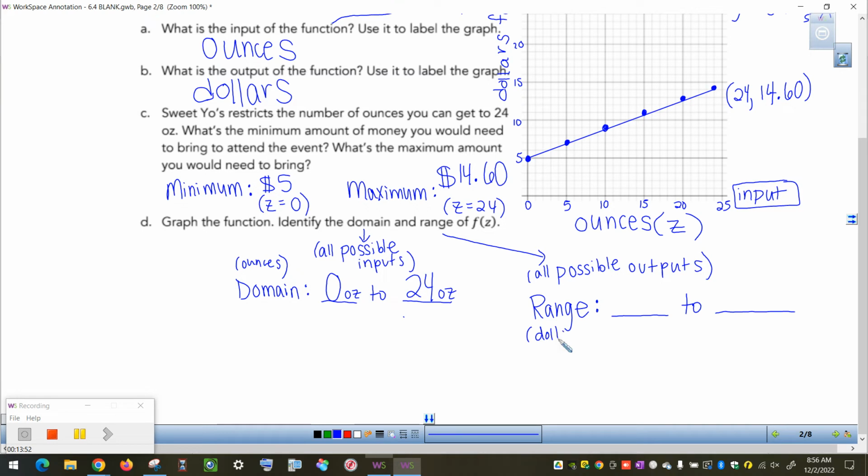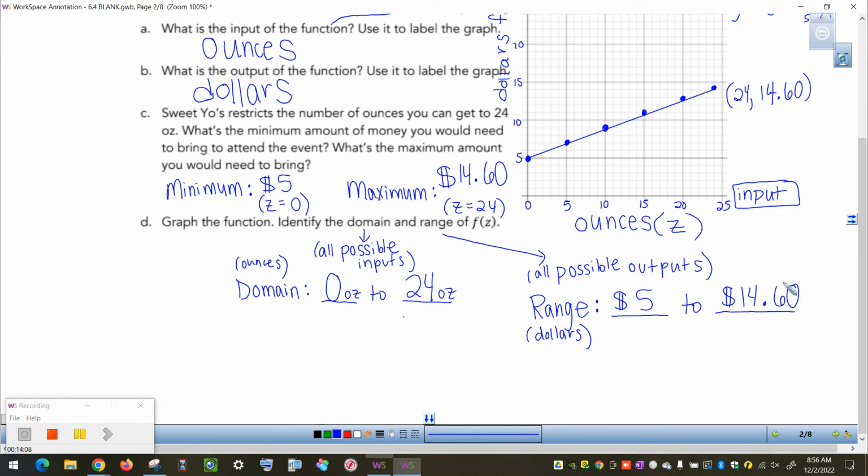All right, awesome job. So because range is representing the cost, it's the dollars, the minimum amount of money that we would need to bring is $5. And the maximum we can spend, according to how they've limited how many ounces we can buy, we see is $14.60. And so the way that we find the range here on the graph is we're looking at the y-axis now, and we're looking at, okay, what's the lowest possible y value? Well, that's 5. The highest possible y value that we have is $14.60.